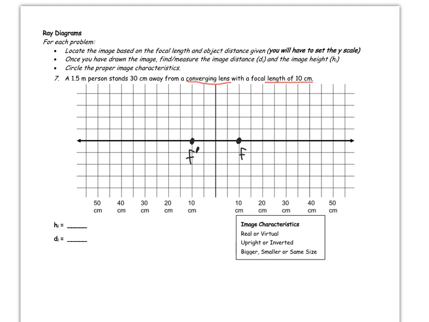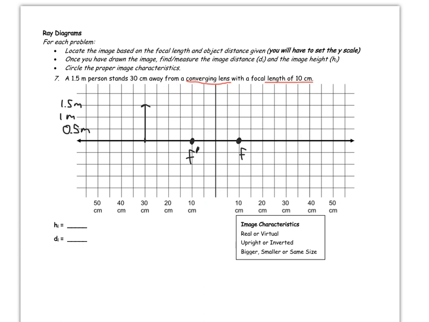A person's going to stand 30 centimeters away, so they're going to be standing right here. And we want to set the scale for the y-axis. So what I'm going to say is each one of these is going to be 0.5 meters. So 0.5, 1, and then 1.5. So we're going to have our object be 3 blocks tall. We usually do 2, but 3 works just as well.